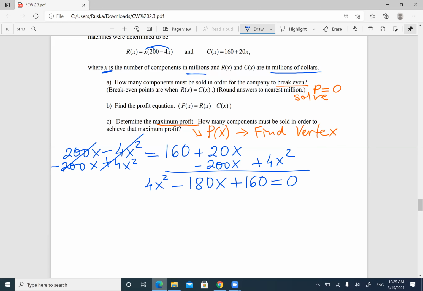Now looking at all these numbers, it looks like all of them are divisible by 4, right? Is that correct? You can divide everything by 4. So I'm going to divide the equation by 4 so I can work with smaller numbers. So I'm going to get x squared minus 45x plus 40 equals 0, right? And then we're going to solve it. Even if you use the formula, it's going to be easier to solve, easier to factor out, right, and solve. So let's see, 40.